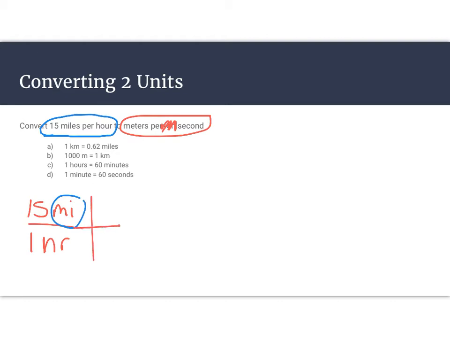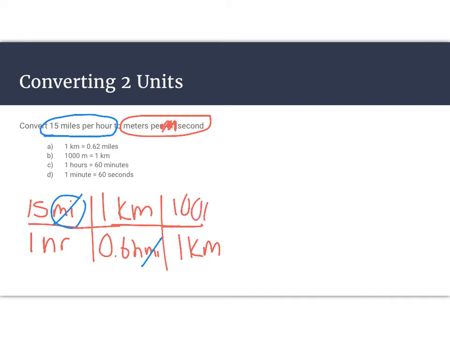All right, so my conversion factors, 0.62 miles, and I have 1 km on top. So remember, we're getting rid of these miles, still have kilometers. So in 1 kilometer, I have 1,000 meters. Okay, cross it off, I have meters. Cool. But now I need to work on this hour that is down here.